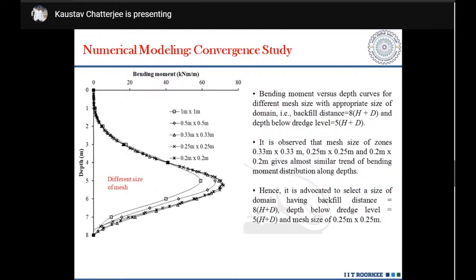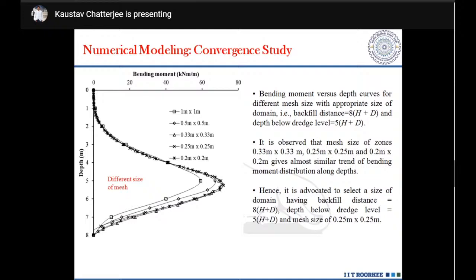Next thing that comes: what is the mesh size? Okay, so bending moment versus depth curves for different mesh sizes, with the size of the domain approximated, because the backfill distance and the dredge level distance are already fixed, that is 8 into H plus D and 5 into H plus D from my convergence study. I have taken 5 different mesh sizes from extra coarse to very fine. What we have seen is that for 0.33 meter by 0.33 meter, 0.25 by 0.25, and 0.2 meter by 0.2 meter, it is almost giving the same value of bending moment at the particular depth.